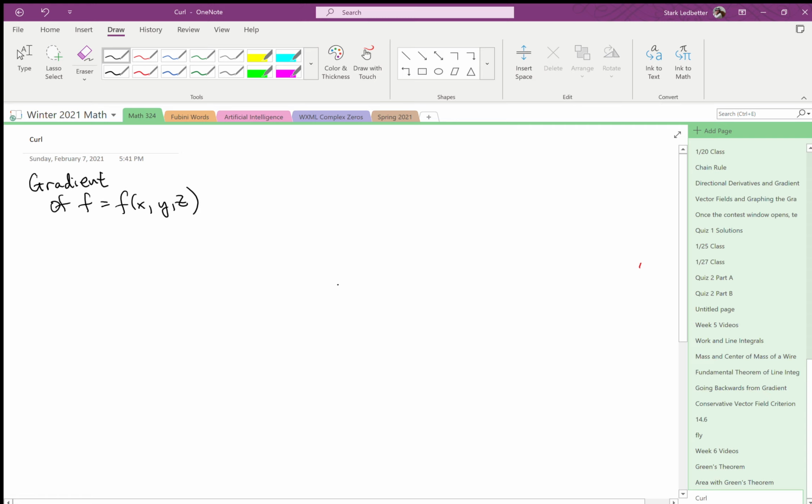All right, now we're going to start talking about some really interesting objects to study in three-dimensional vector calculus. So Green's theorem was all about two-dimensional vector calculus. We're moving back up to 3 dimensions. So the first one we're going to talk about is the curl.